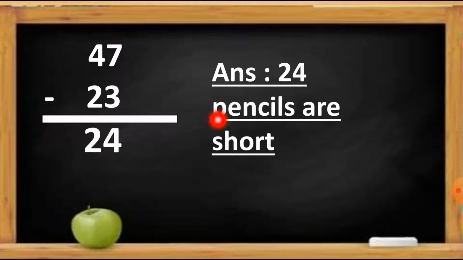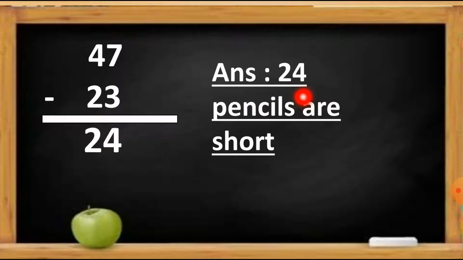Here is the answer. First of all, you have to write down the sum this way. 47 minus, this sign indicates the subtraction. You have to cut the numbers, take away the numbers. 23 is equal to, the difference is 24.